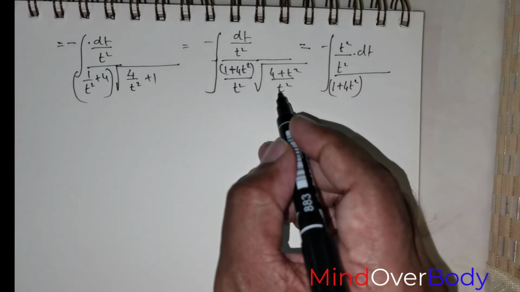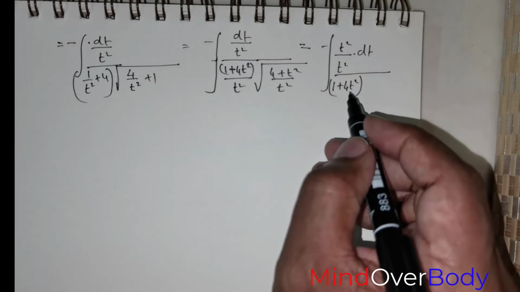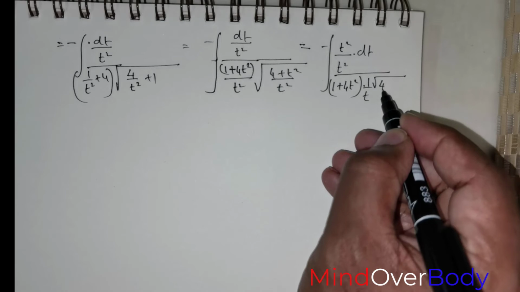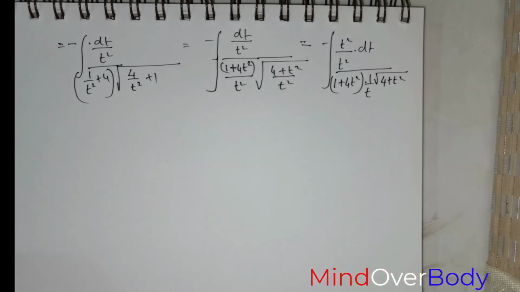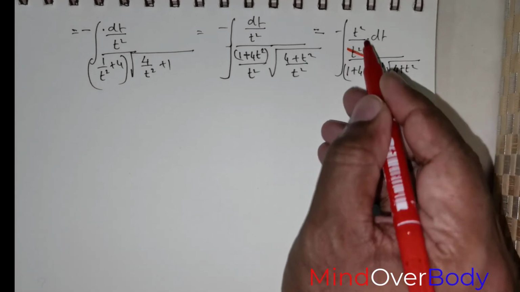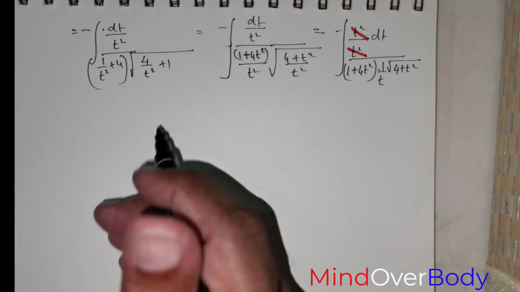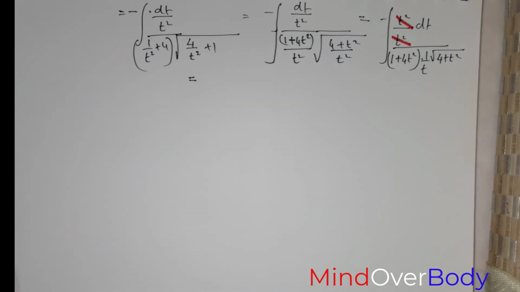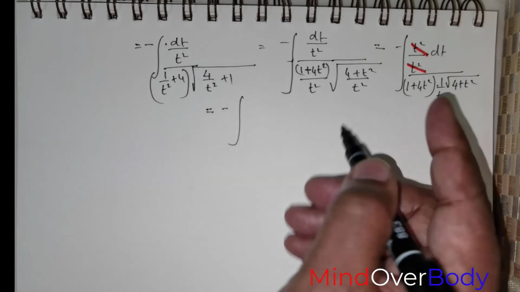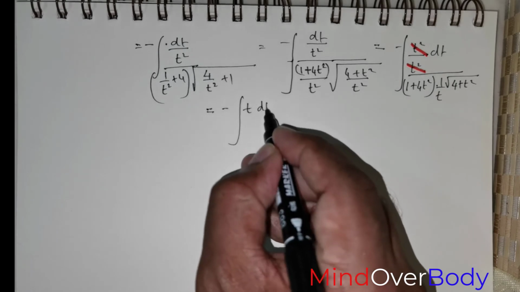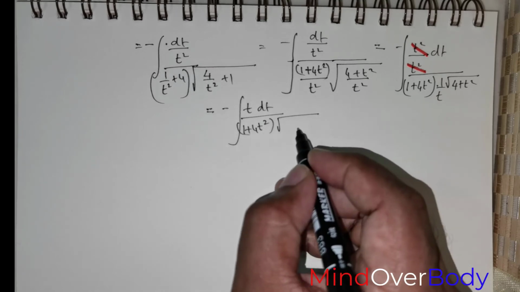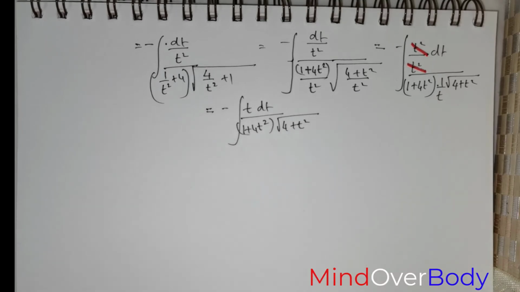Now this t² can be brought out of the square root. So if we were to do that, that's going to be 1 over t times root of 4 + t². So clearly I can cancel the t² that I see here. So that is neutralized, giving me equal to negative integral, so I can push it to the numerator, it's going to be t times dt divided by (1 + 4t²) times root of (4 + t²). Now this is simple to solve.